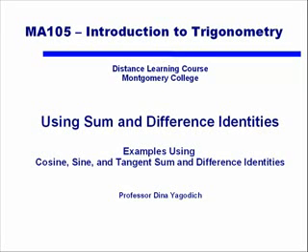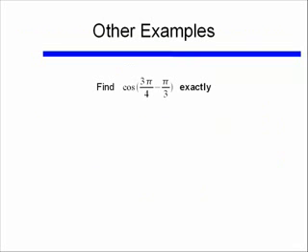This video continues with the sum and difference identities, using some different examples to demonstrate how to use these identities. Before we looked at things like find cosine of 105 degrees exactly, but we could also ask a question like this: find cosine of 3 pi over 4 minus pi over 3 exactly. Again, when we see the word exactly, that means don't touch your calculator. You need to use your trig identities.